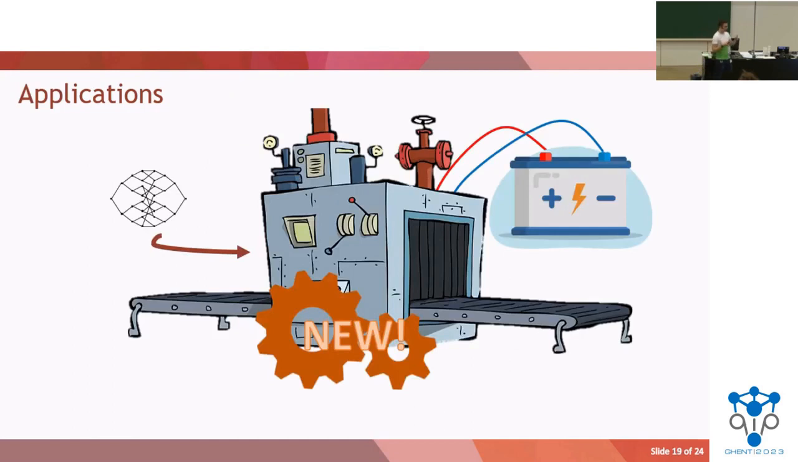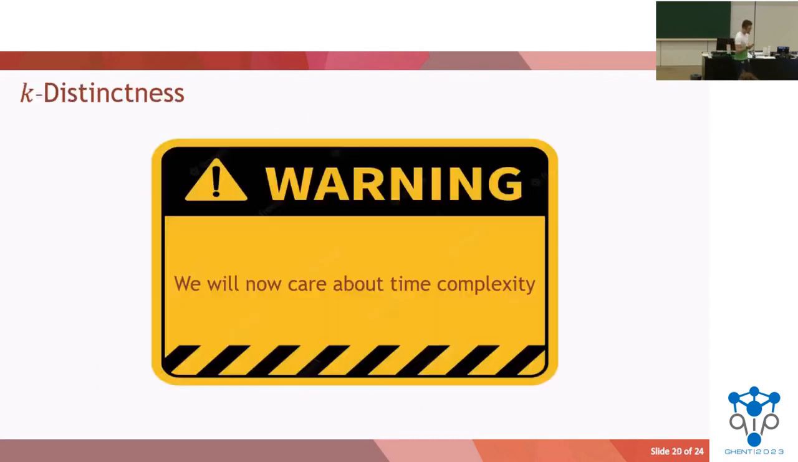So, as I said, we put the welded trees problem through our machine, but we also put the k-distinctness problem through our machine. And a warning, we will now be caring about time complexity. So far for the welded trees, we've just been doing queries. Now we'll also be counting time complexity.